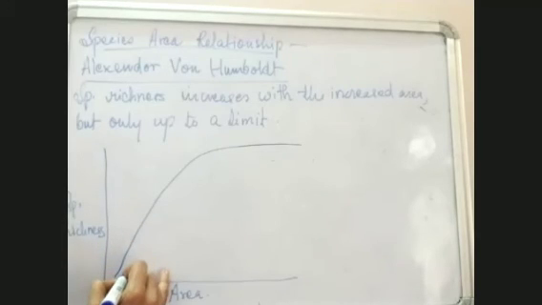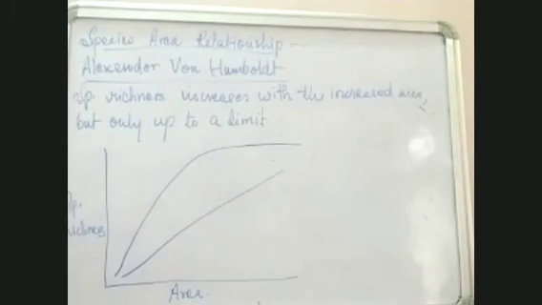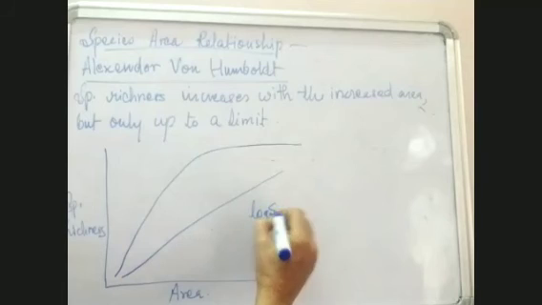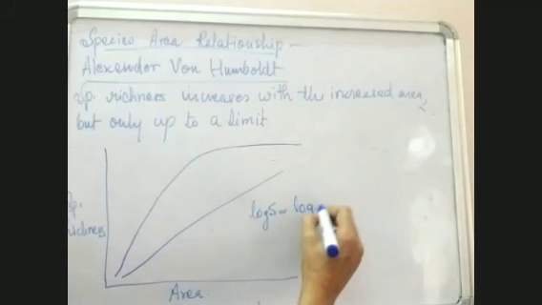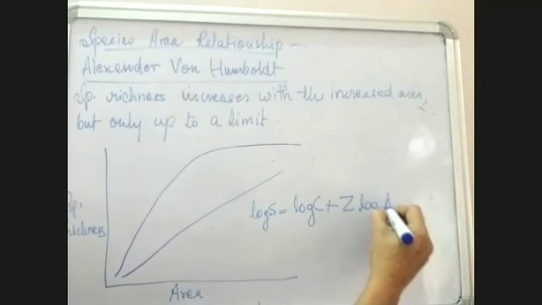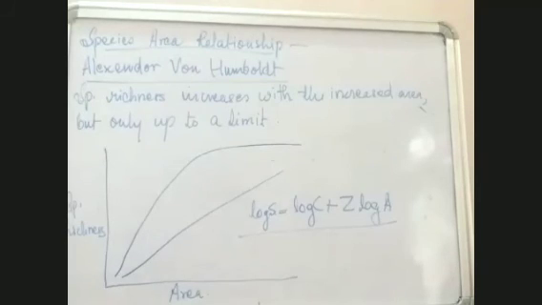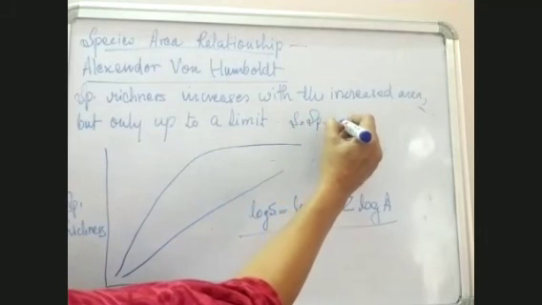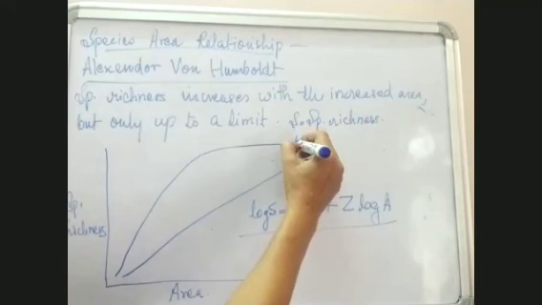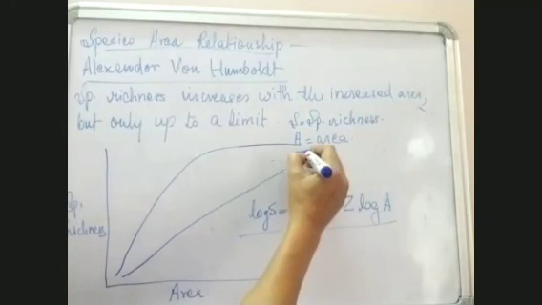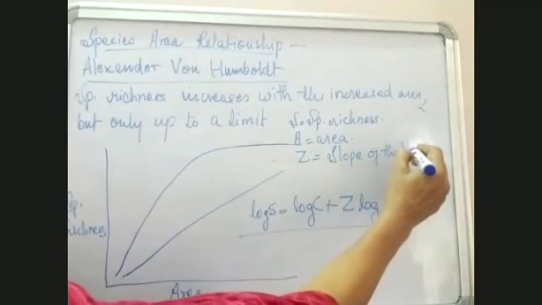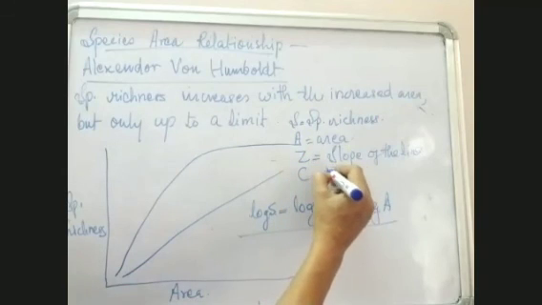But when he interpreted this graph using logarithm, he got a straight line, which was represented by this formula: log S = log C + Z log A, where S is the species richness, A is area, Z is the slope of the line, and C is the y-intercept.